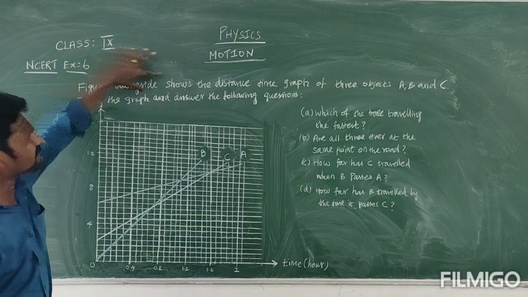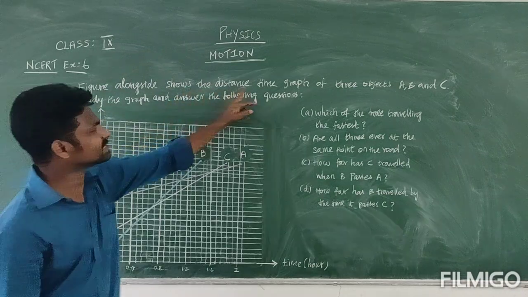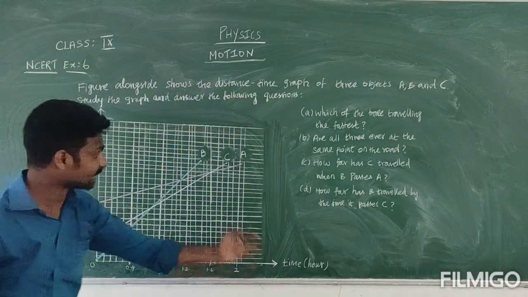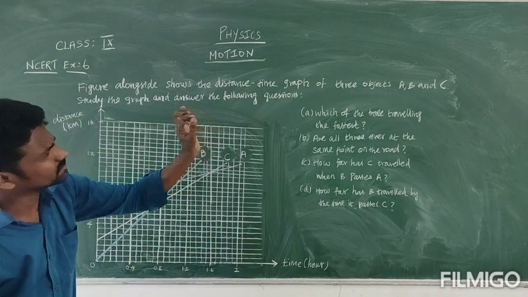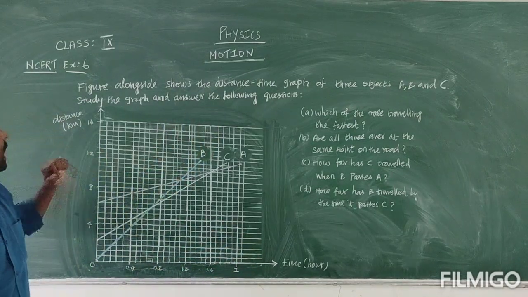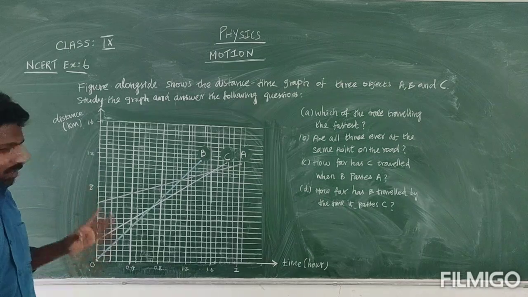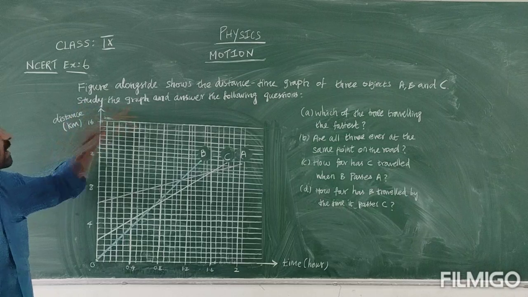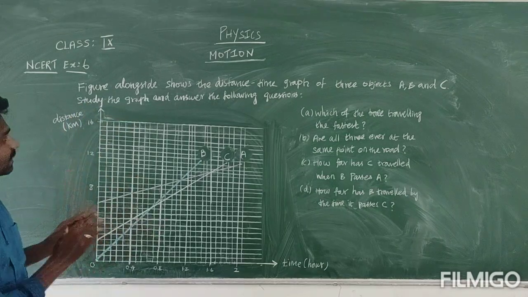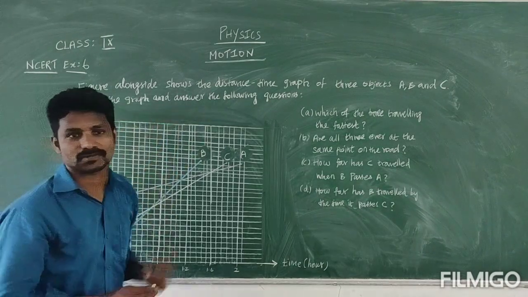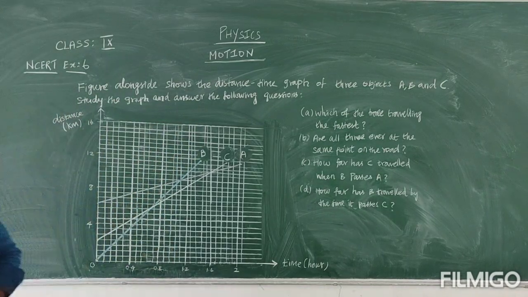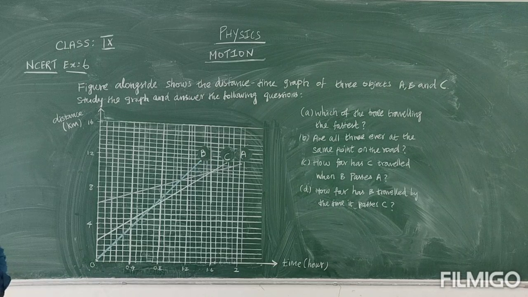Figure alongside shows the distance time graph of the three objects A, B and C. Okay, three objects A, B and C. Study the graph, so you should analyze the graph and answer the following questions. Some questions are asked. Okay, so before that I will mention here.